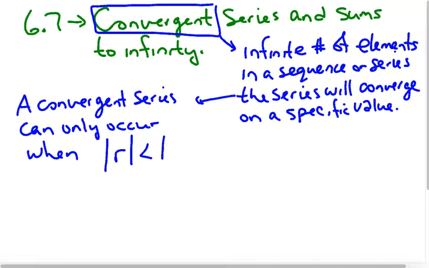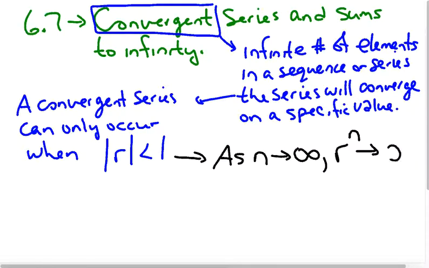Okay, so what we want to kind of keep in mind here is this. As the number of elements in the series approaches infinity, r to the n approaches 0. In other words, as n gets bigger, with a decimal number like 1/2, 1/2 to a very large number is going to get closer and closer to 0.